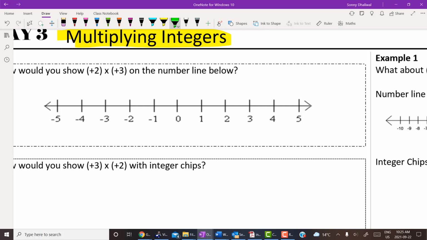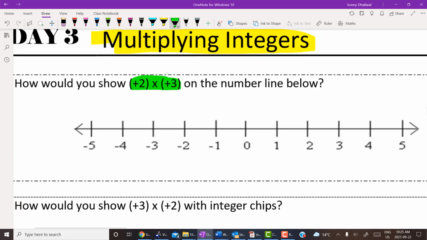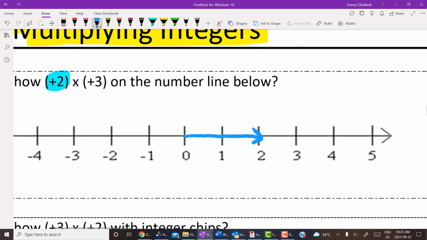Now, suppose that you had the multiplication 2 times 3, and we wanted to do that multiplication on a number line. How it would look is you draw how big the first number is. So the first number is a positive 2, so we're going to draw a line that's positive 2 in length. Just like that.